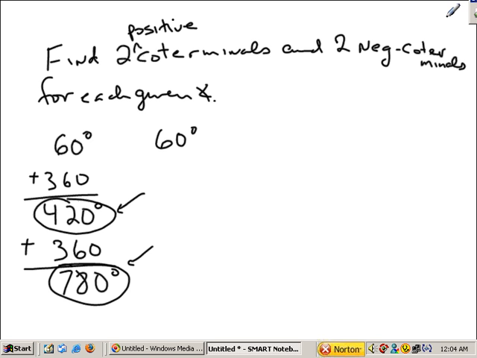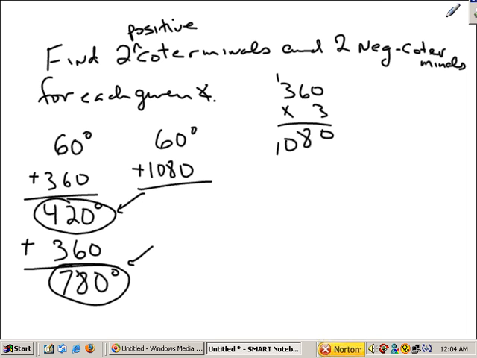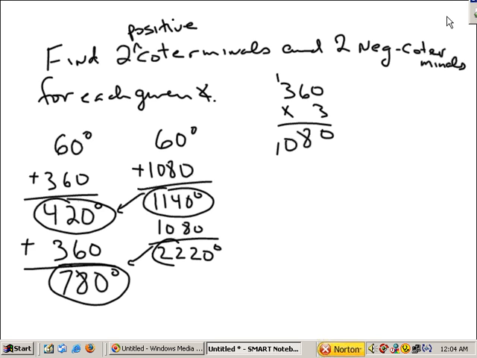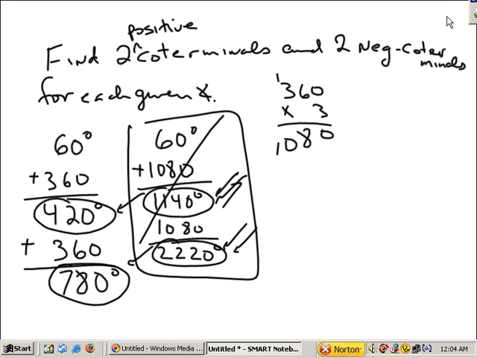Another student might like 1080, so I added 360 three times. I get 1140. That's one answer. Add another 1080, you get 2220, I guess. That's another answer. These two are another two positive coterminals to 60 degrees. But you do not have to do this because we've already found two positive coterminals.